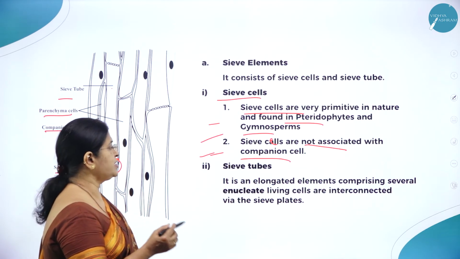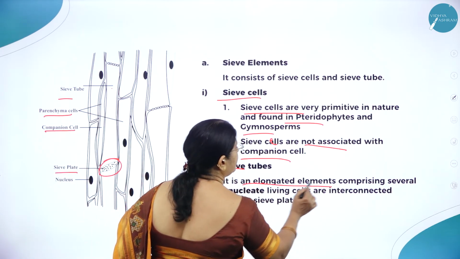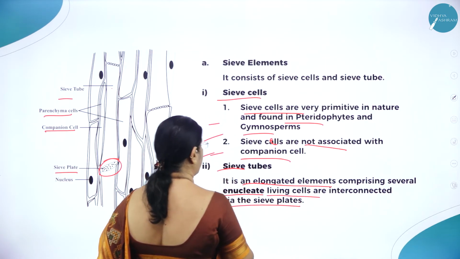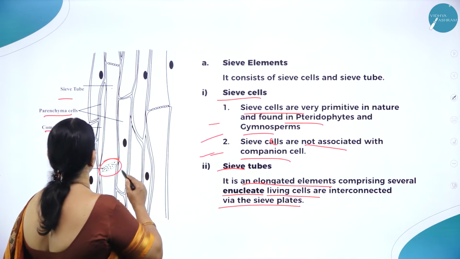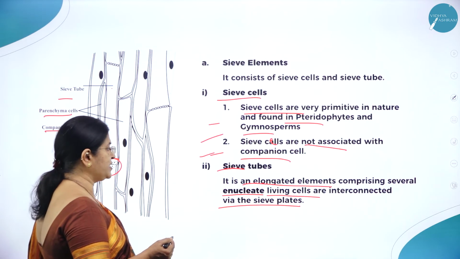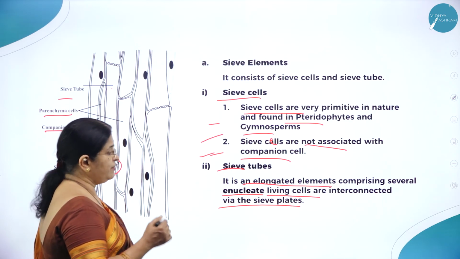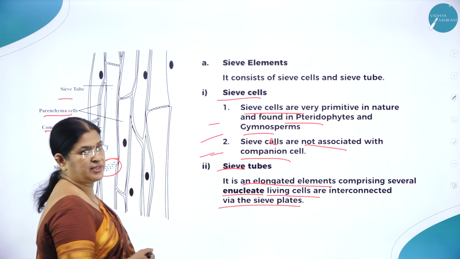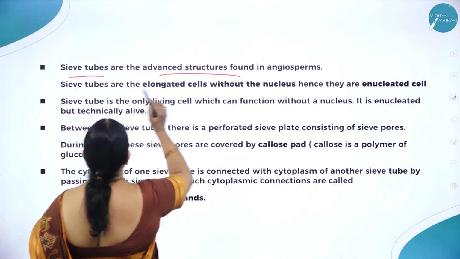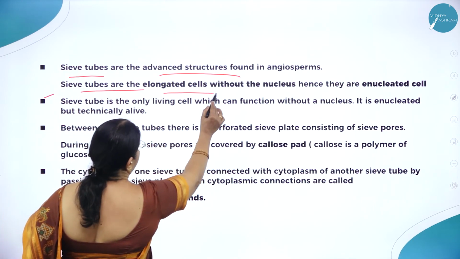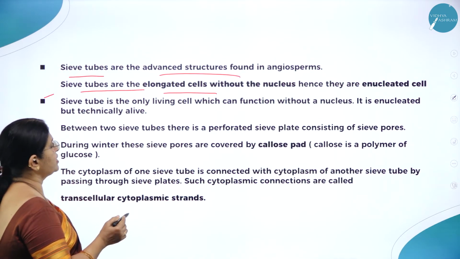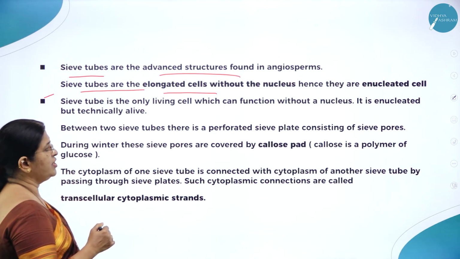So what is a sieve tube then? It is an elongated element comprising several enucleate living cells interconnected via the sieve plates. Sieve tubes are the advanced structures found in angiosperms. Sieve tubes are elongated cells without a nucleus, hence they are enucleated cells. The sieve tube is the only living cell which can function without a nucleus.